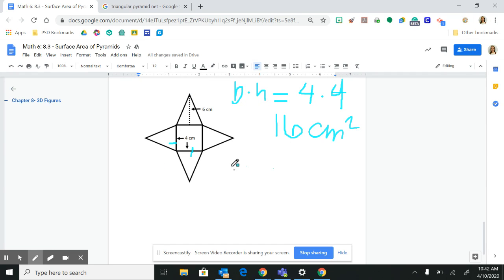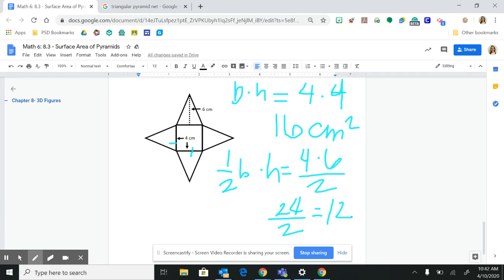Okay. Then we know that the area of our triangle is 1/2 base times height. And our base right here is 4 and our height is 6. So we're going to do 4 times 6 divided by 2. 4 times 6 is 24. 24 divided by 2 is 12. So each of our triangles is 12 centimeters squared.